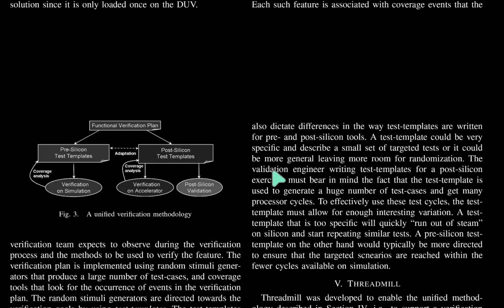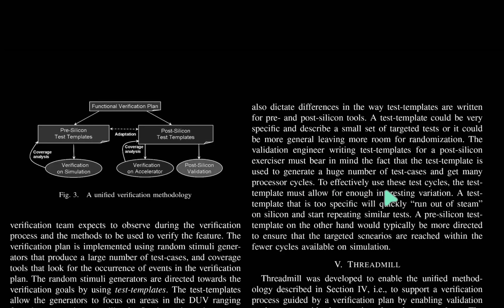The validation engineers writing a test template for a post-silicon exerciser must bear in mind the fact that the test template is used to generate a huge number of test cases and many processor cycles. To be effective, the test template must allow testing enough interesting variants. If a test template is too specific, we quickly run out of steam on the silicon and start repeating similar tests.